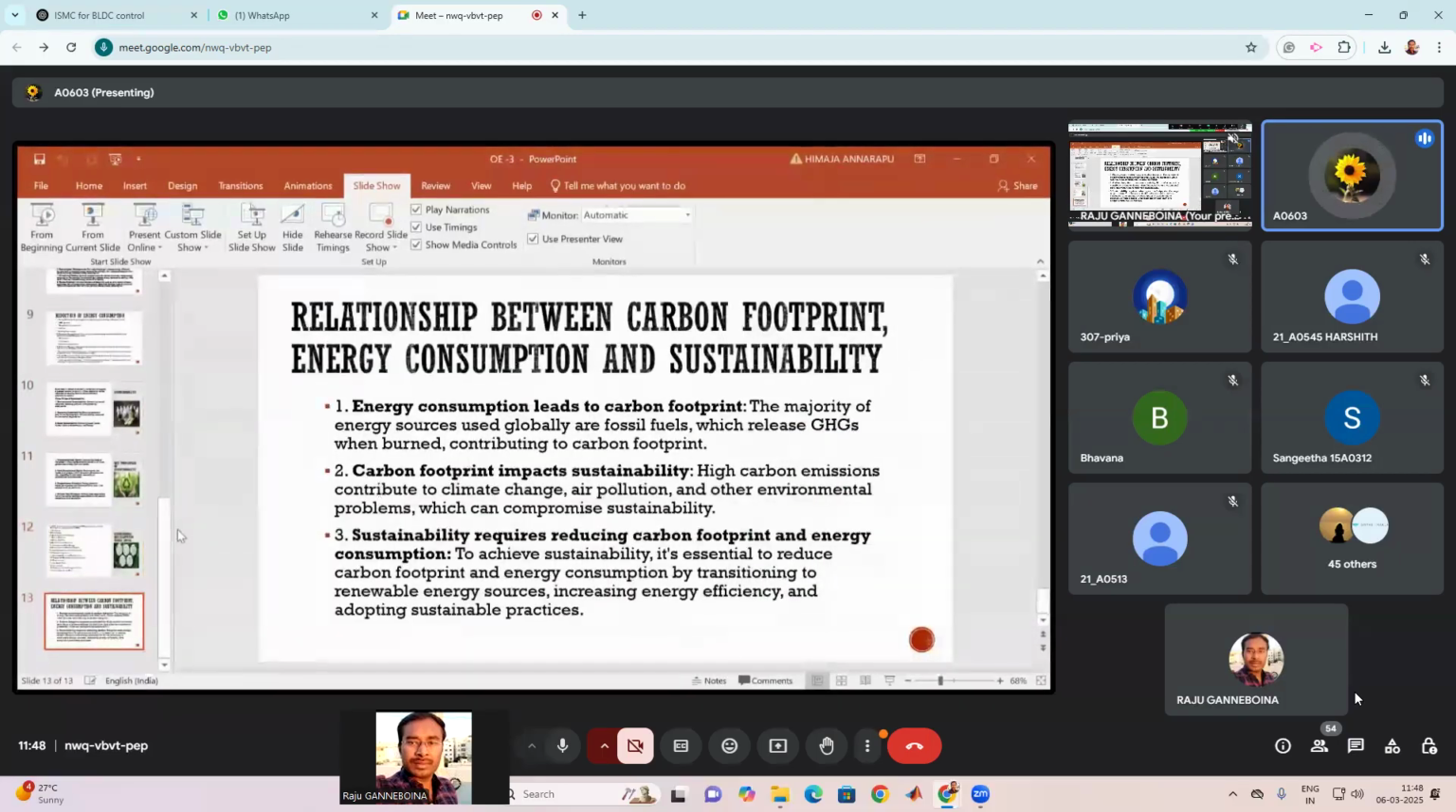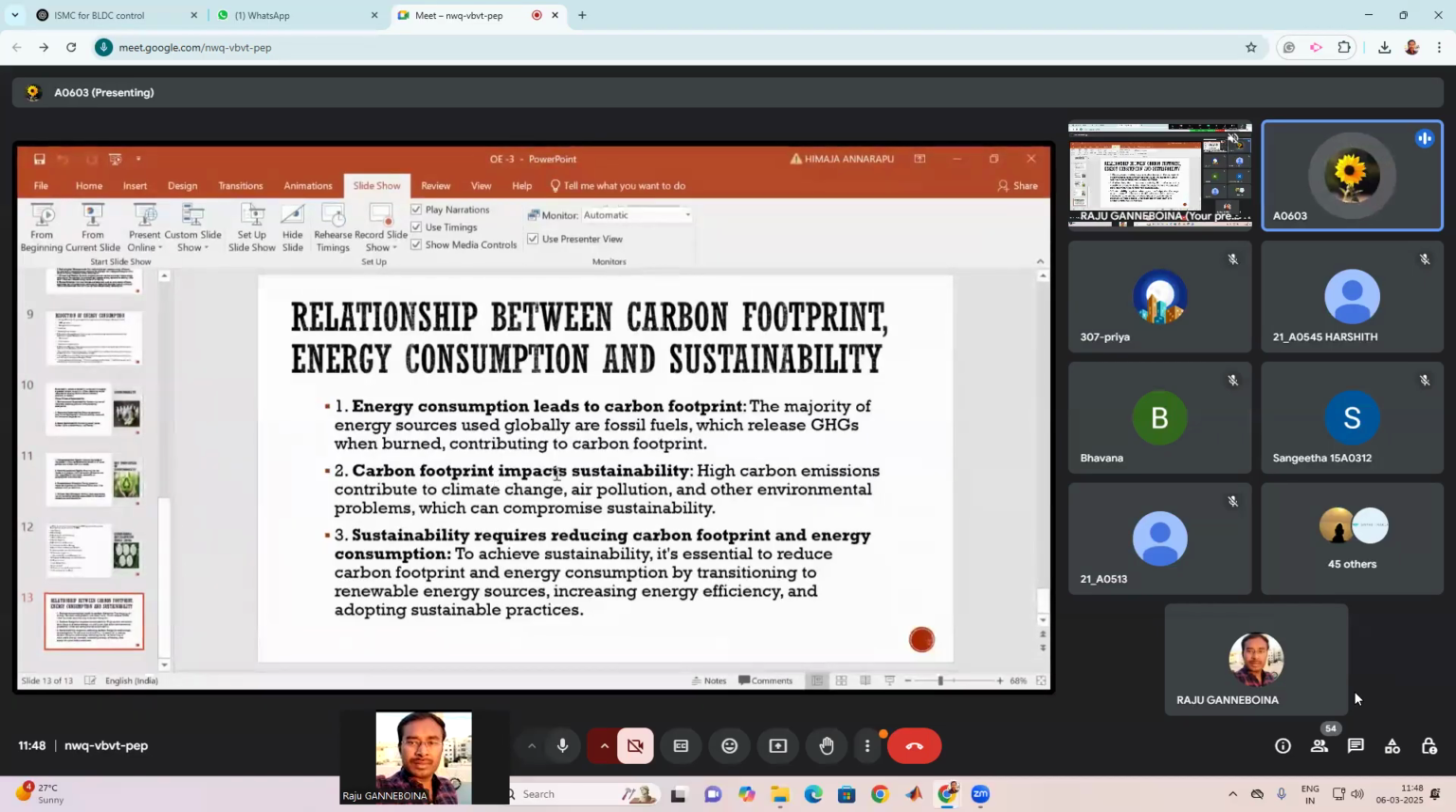Now we have seen the carbon footprint, energy consumption, and sustainability. So I would like to talk about the relationship between carbon footprint, energy consumption, and sustainability. The first thing is energy consumption leads to carbon footprint. This is the obvious thing because energy consumption is taking more of the embodied energy, which is directly the cause for producing CO2. So this energy consumption leads to carbon footprint. The major energy resources used globally are fossil fuels, which release GHGs when burned, contributing to carbon footprint.